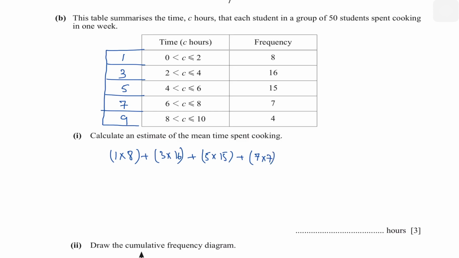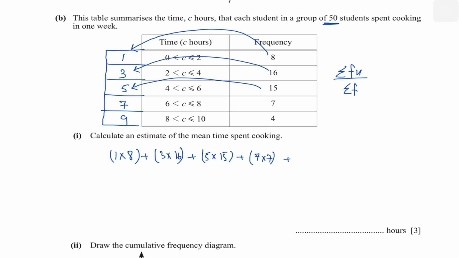So basically what I'm doing is this: summation fx divided by summation f. So I'm multiplying the frequency by x, which here is the midpoint of the times, and then I'm adding them up one by one, and then once I'm done with that, I'll divide it by the total frequency, which I can extract from the question, and that is 50. Plus 9 times 4, since that's the only thing left.